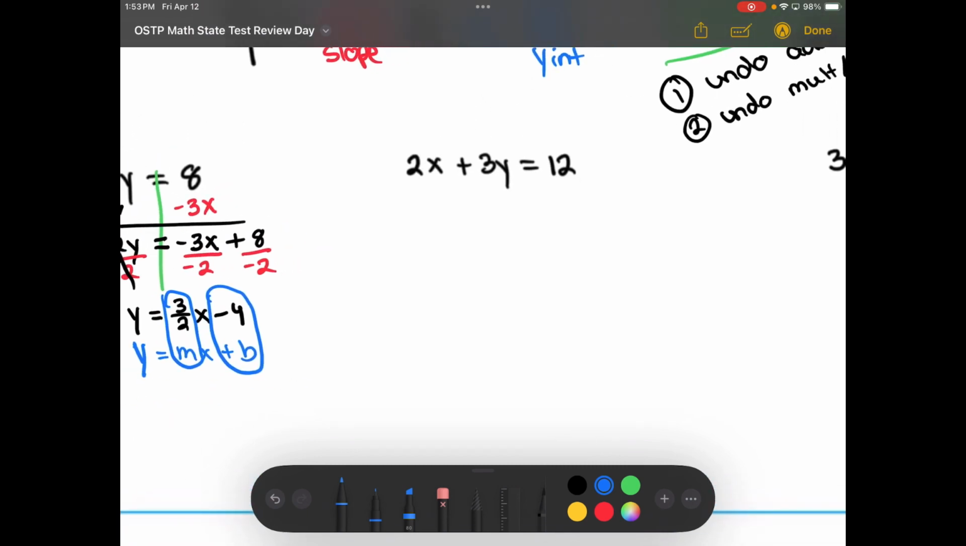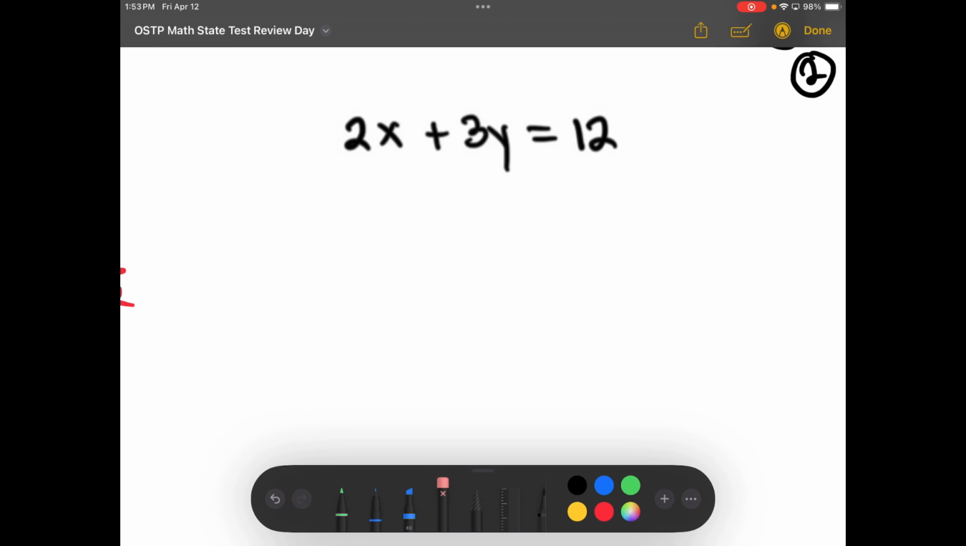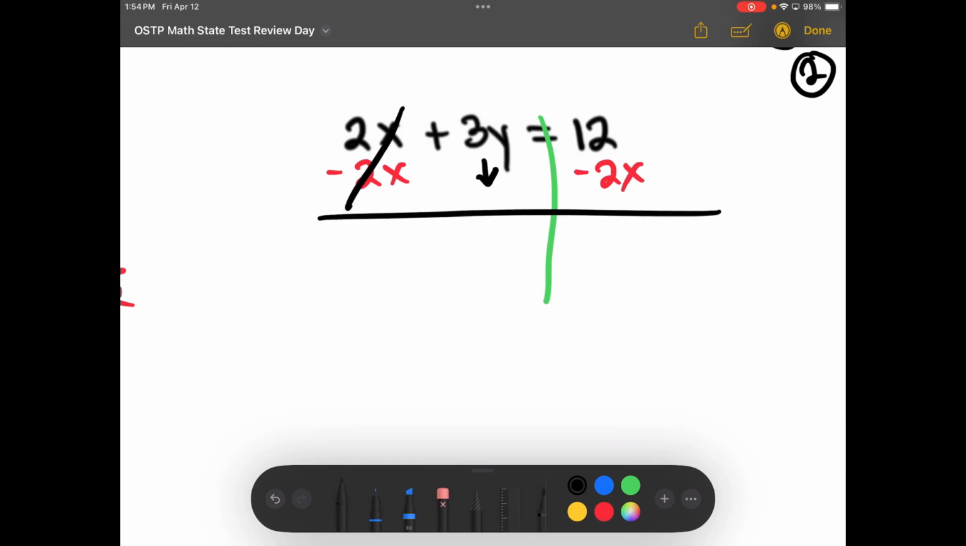We're repeating our steps. What's on the same side as 3y? What's on the same side, guys? 2x. So we have to subtract 2x from both sides. Bring down the 3y equals negative 2x plus 12. What's the last step? What's step 2? Undo multiplication with division. So what do I have to do with that 3? Divide by 3. Divide everything by 3. Good job.